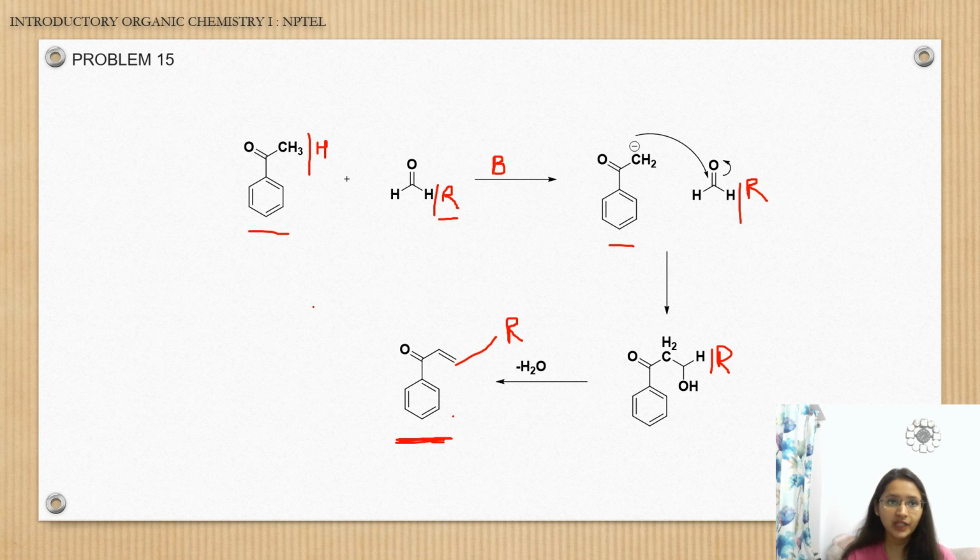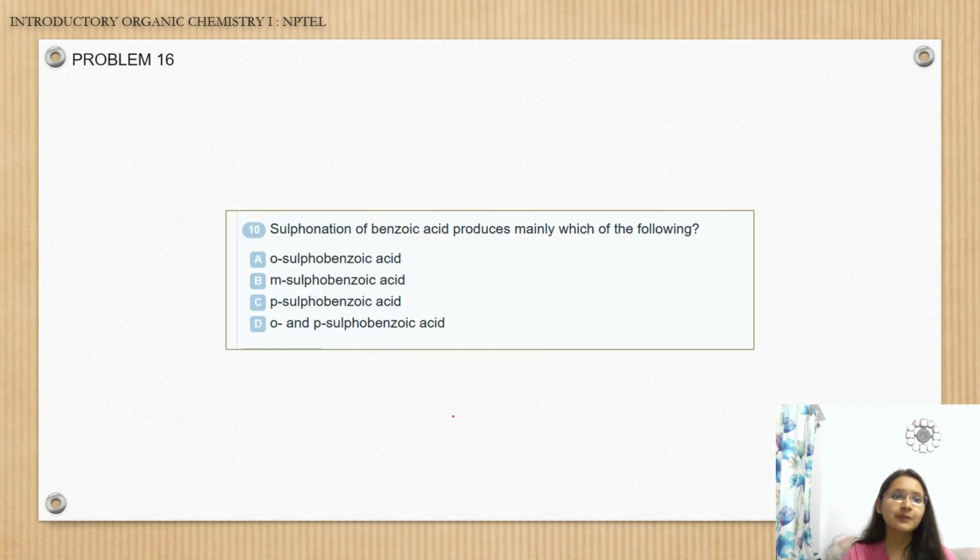Right? So is it understood, guys? Okay, if it is understood, I am going to problem number 16. Here they are asking: sulfonation of benzoic acid produces mainly which of the following? So sulfonation of benzoic acid, right?